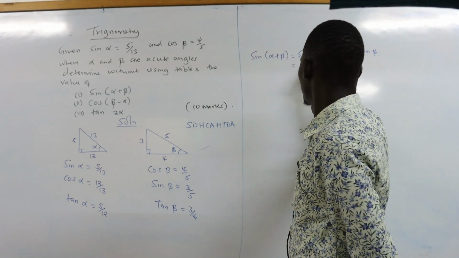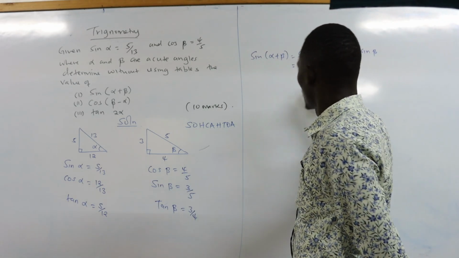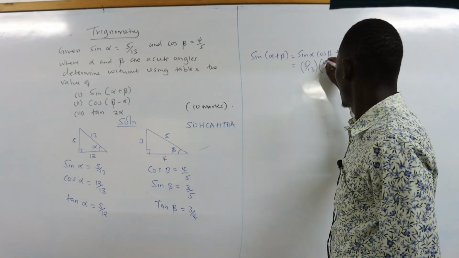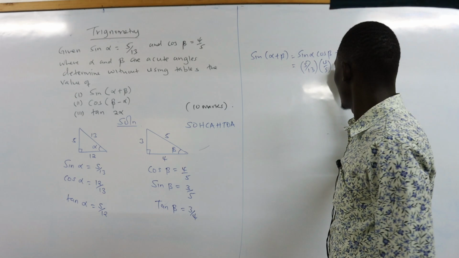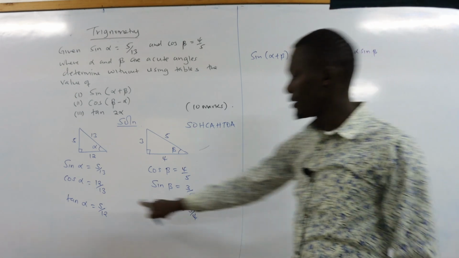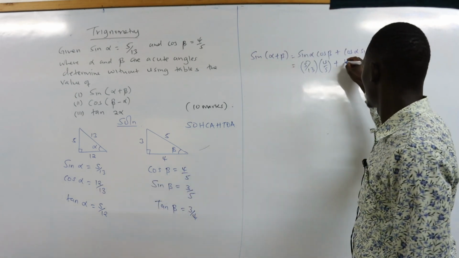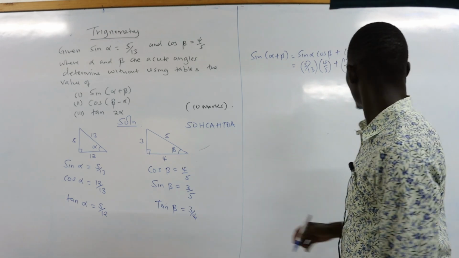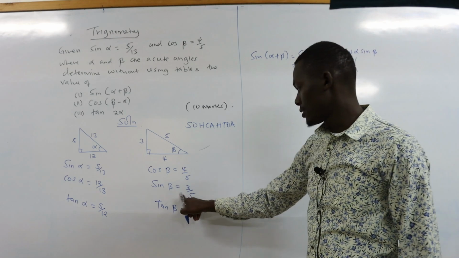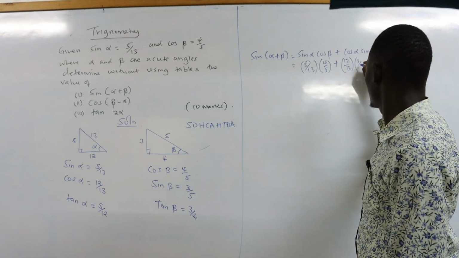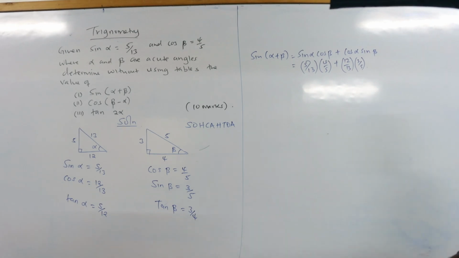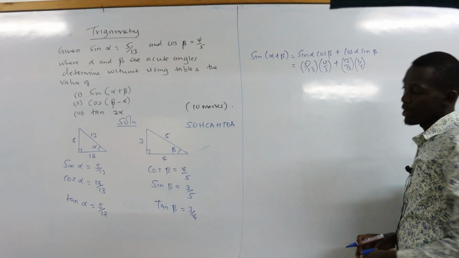5/13. What is our cos of beta? 4/5. Plus, what is our cos of alpha? 12/13. What is your sine of beta? 3/5. And when you work out these particular fractions, it will give you the final outcome.